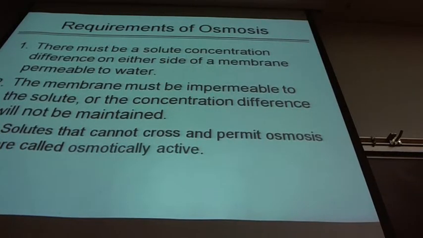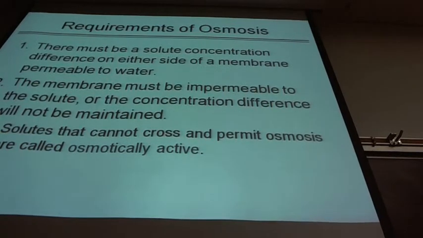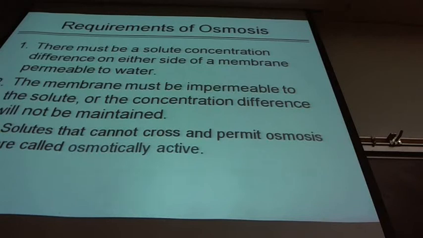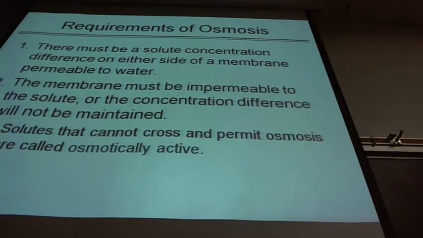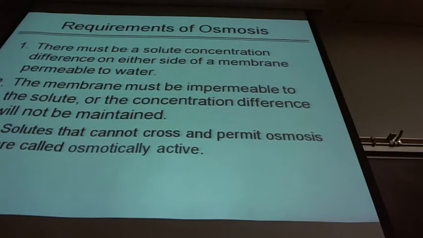Osmosis is across the semi-permeable membrane. The solvent is going to move from an area of low solute or high solvent into an area of high solute or low solvent until they're equal. The membrane in the middle has to be impermeable to the solute, not permeable. The solute can't get through, so the only thing that can move is the water. Okay?